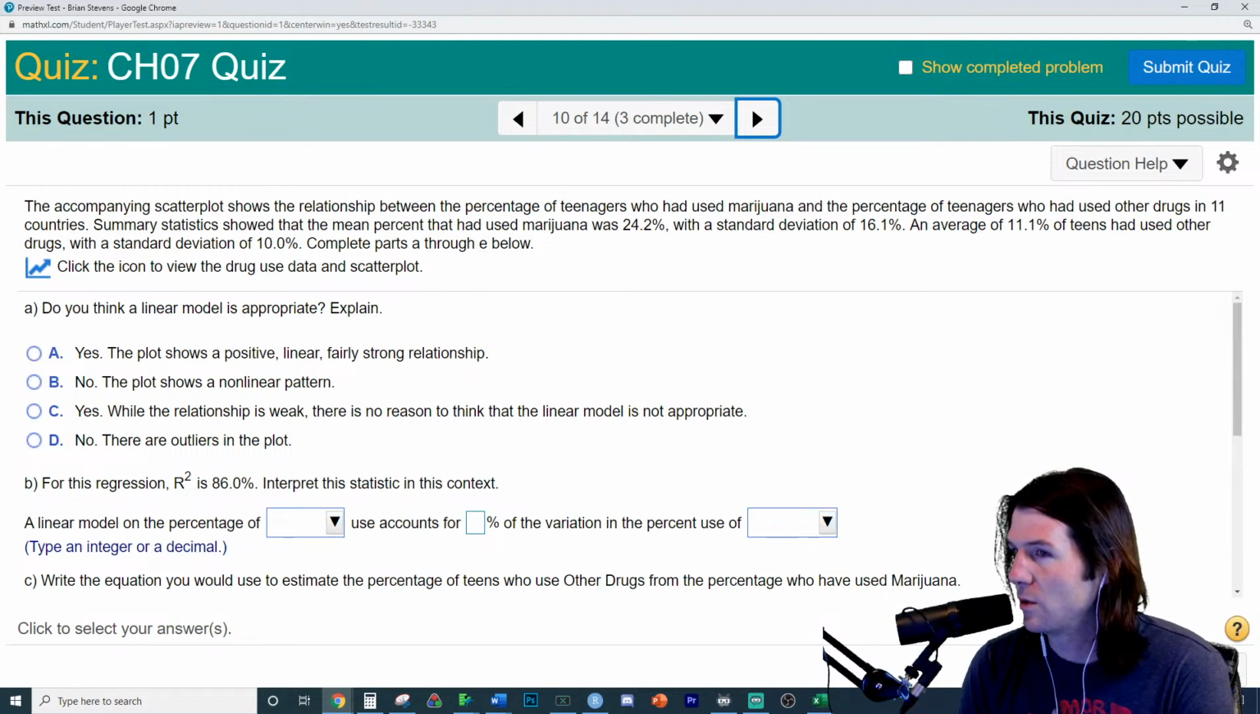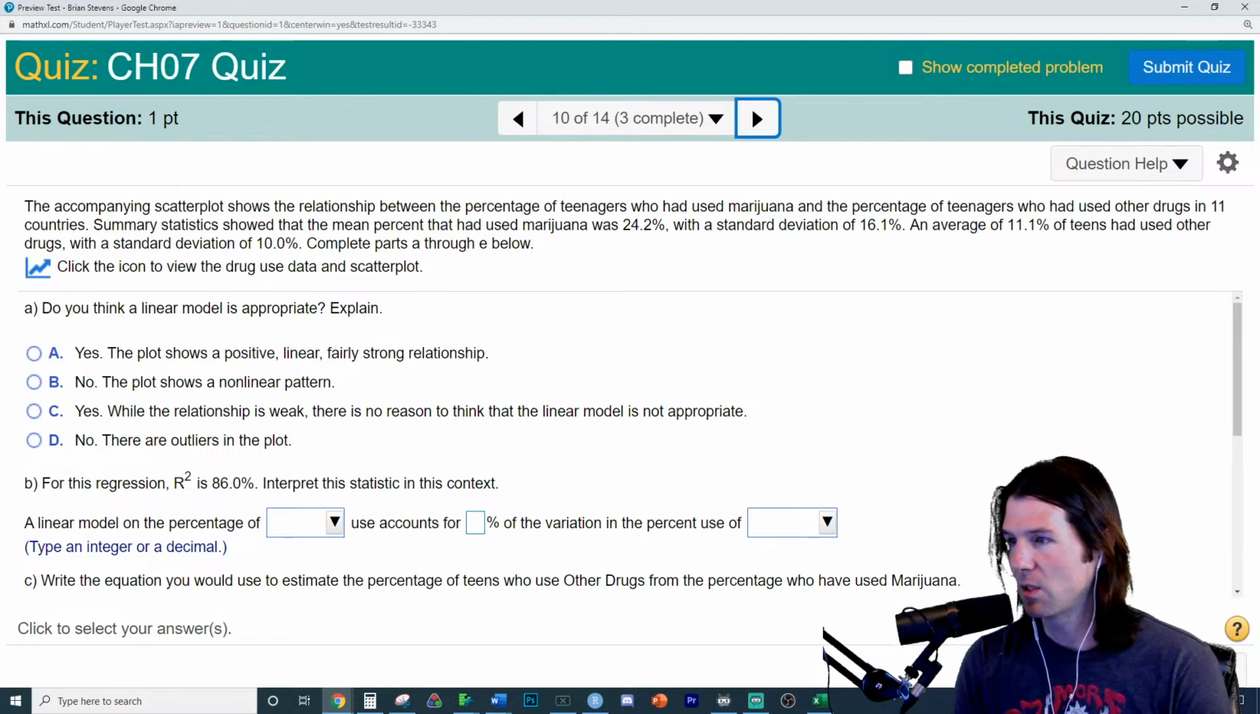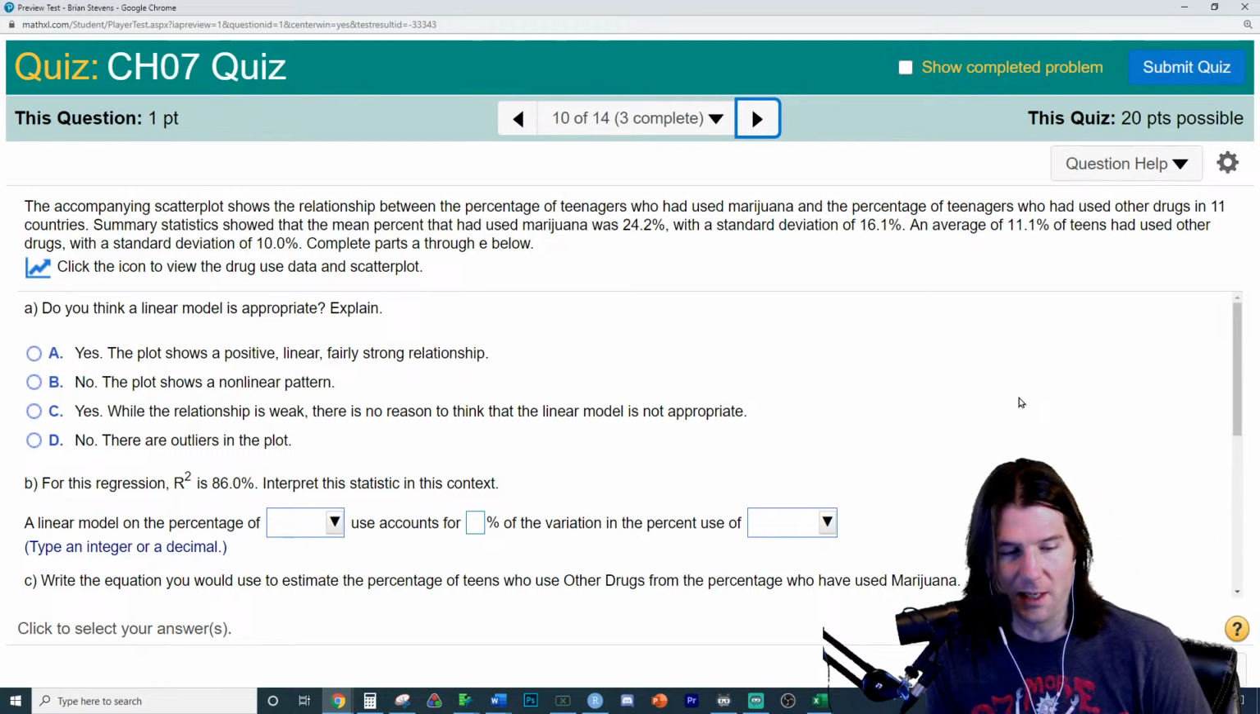Run the drug use data question using regression. So, yep, here we go, Sarah. This is this one. We got time. We can do these two. We got this. We got this.